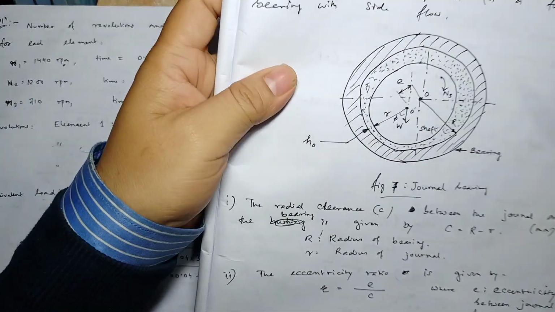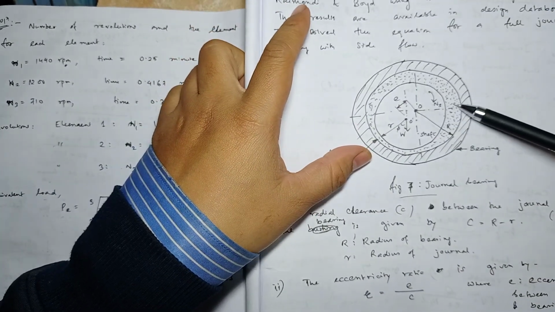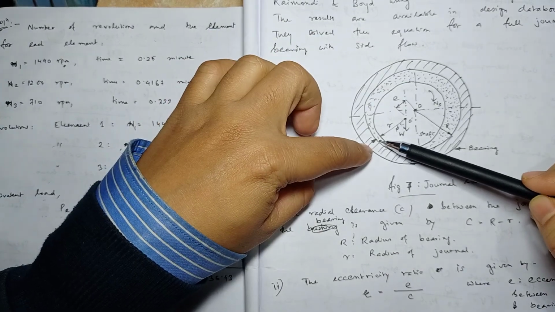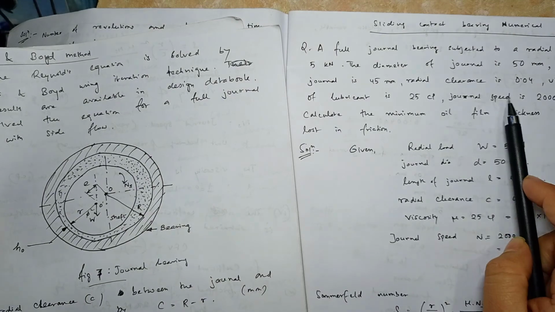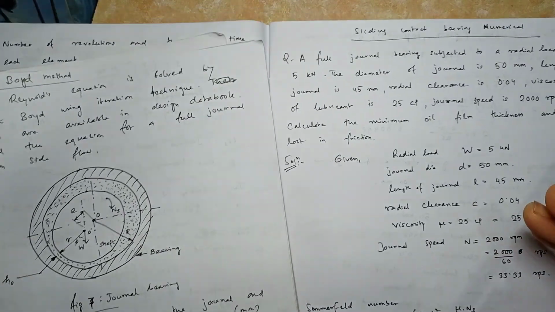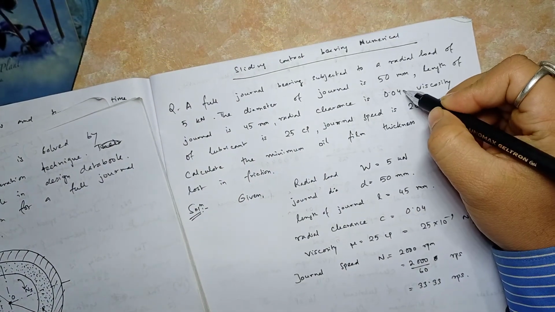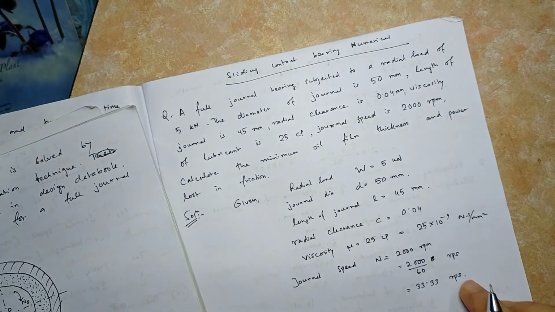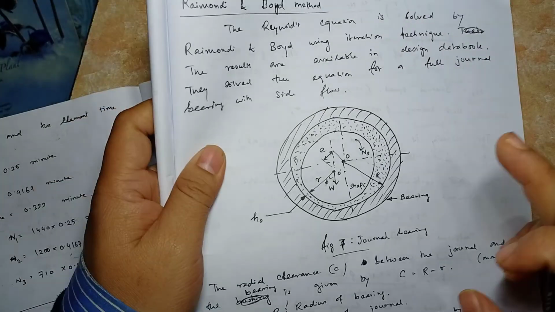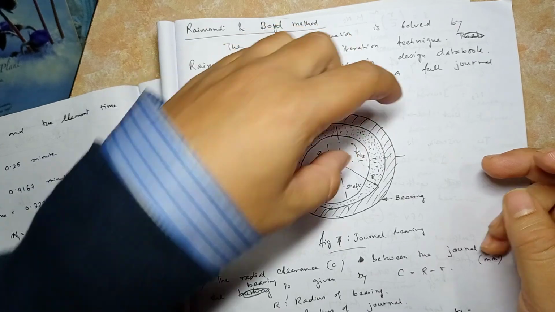So here is radial clearance. This is your minimum film thickness. Okay, this was explained to you. So radial clearance is given as 0.04 mm. Actually, this is not written, but this is in mm. Clearance will have a unit because that is a gap.